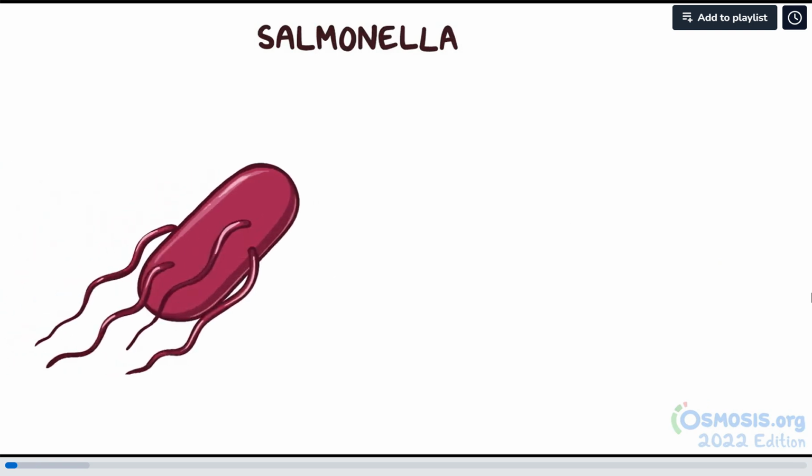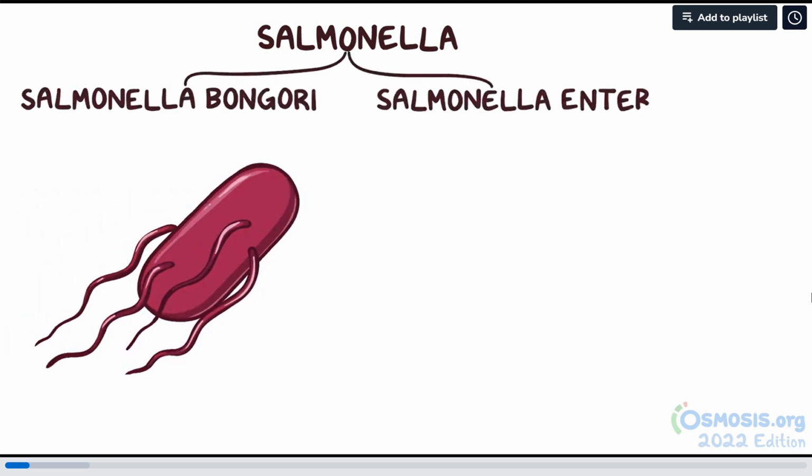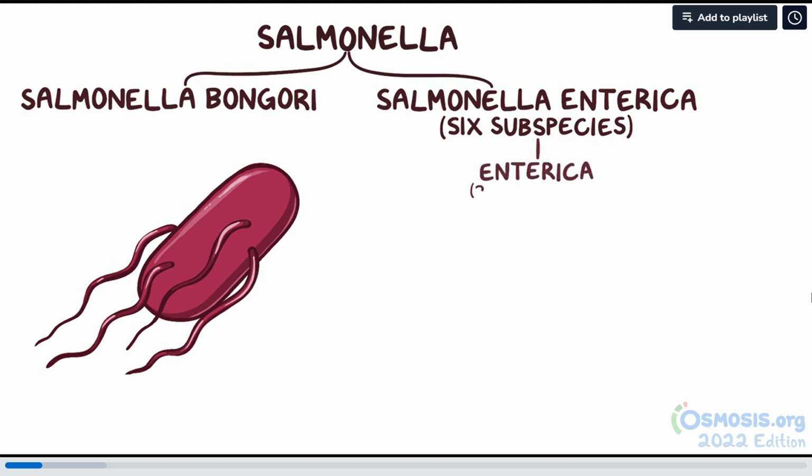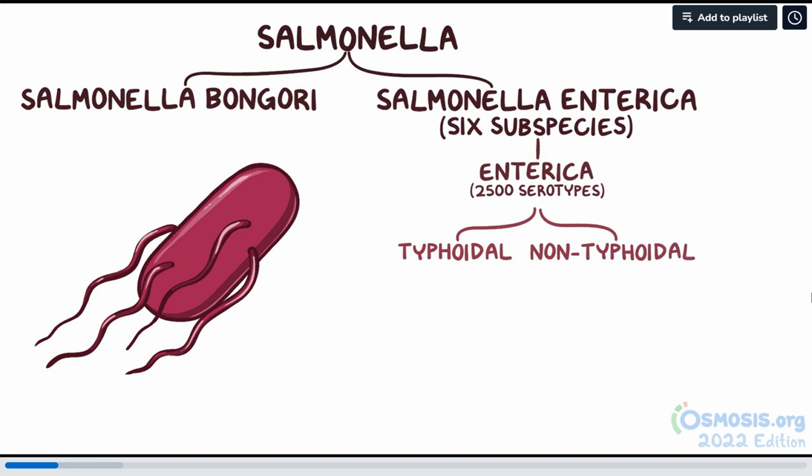belonging to the family Enterobacteriaceae. There are two main species, Salmonella bongori and Salmonella enterica, and the latter has 6 subspecies. One of those subspecies is enterica, which has over 2,500 serotypes that can be divided into 2 main groups, based on the clinical symptoms they cause, so typhoidal or non-typhoidal.